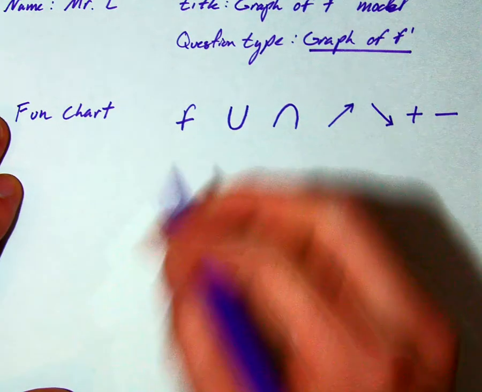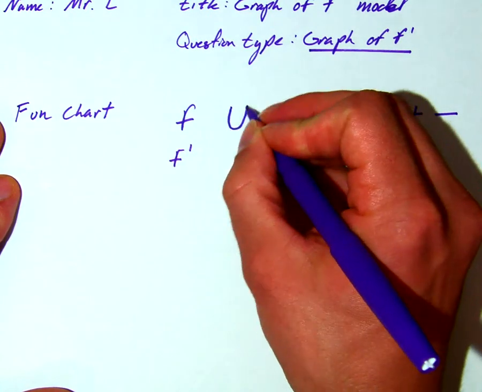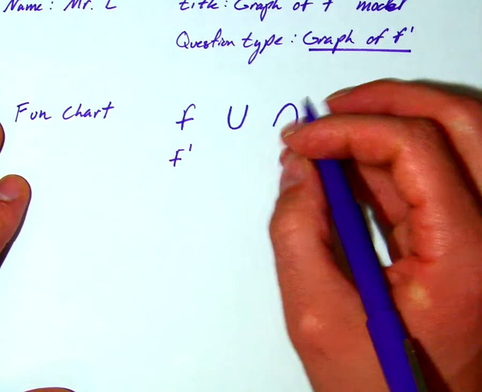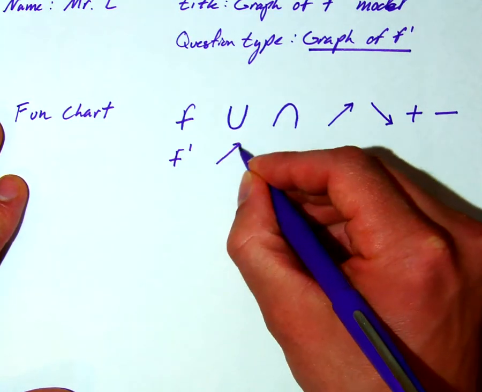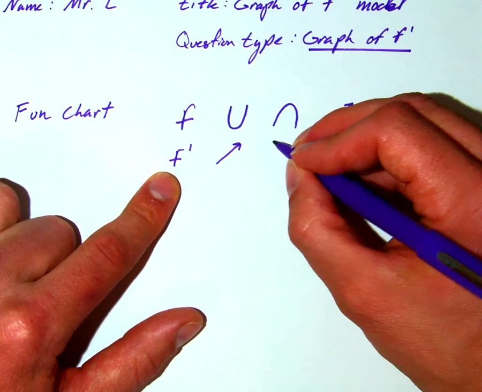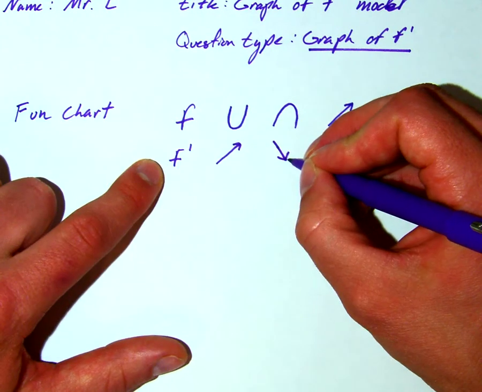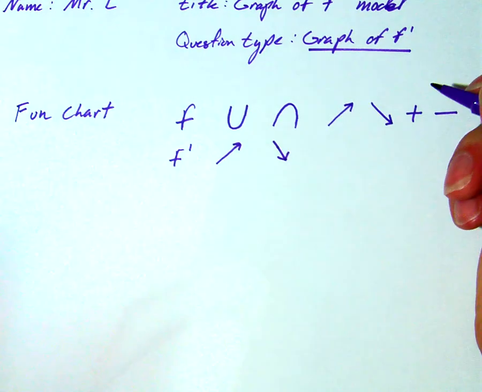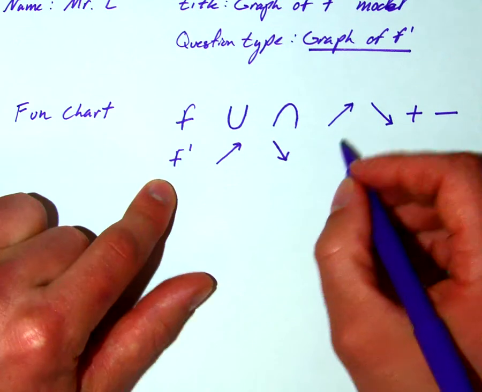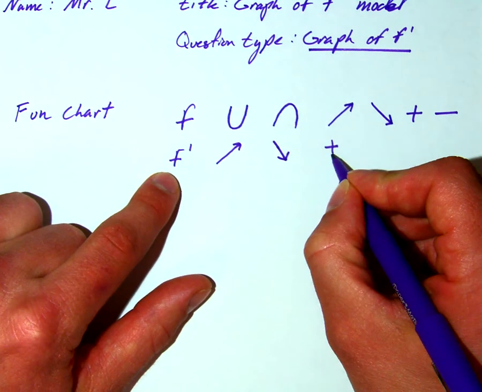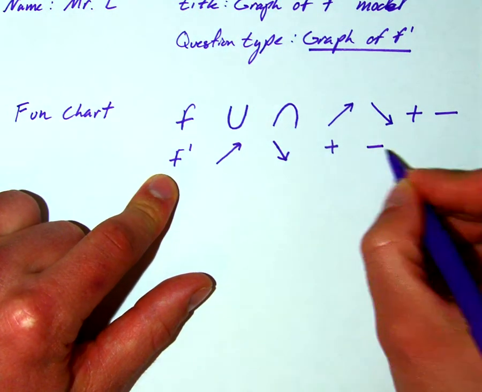So here's the key. When f is concave up, like maybe it's x squared, f prime will always be increasing. The graph will be increasing. When f is concave down, f prime will be decreasing. When f, the original function, is increasing, f prime will be positive or above the x-axis, and when it's decreasing, f prime will be negative or below the x-axis.